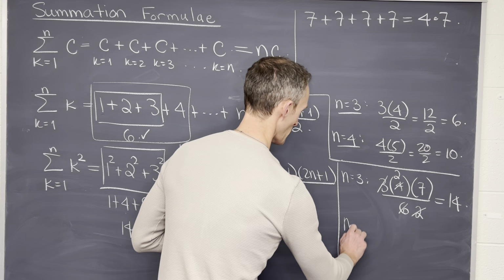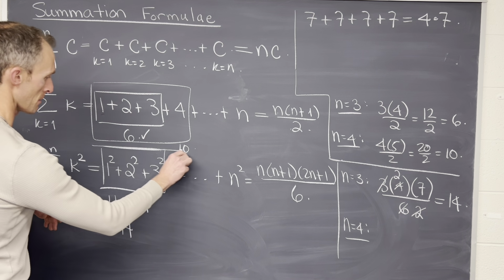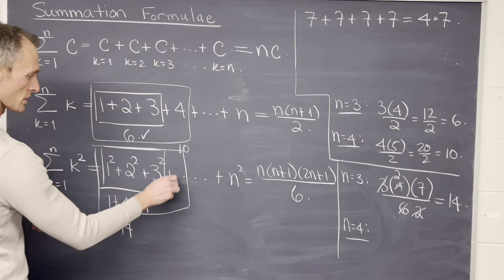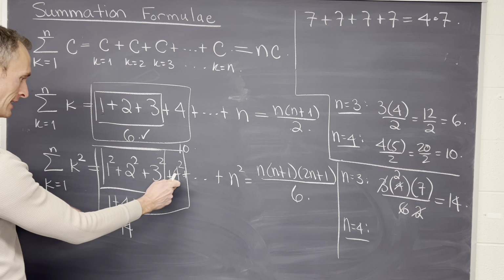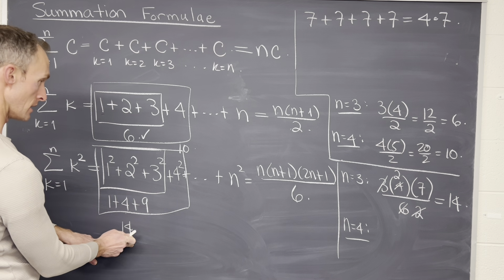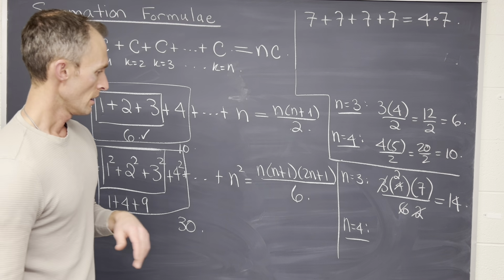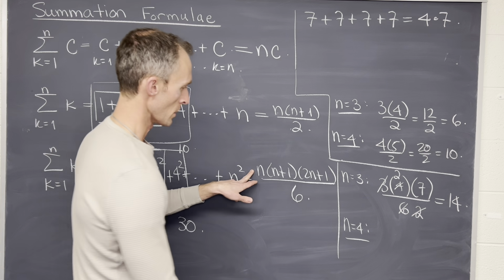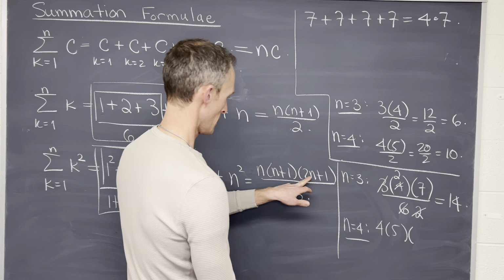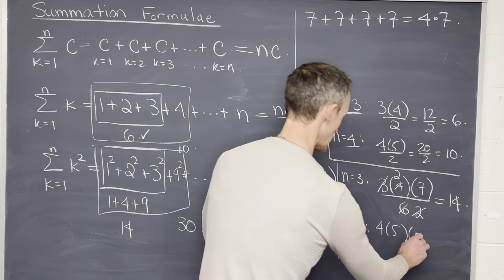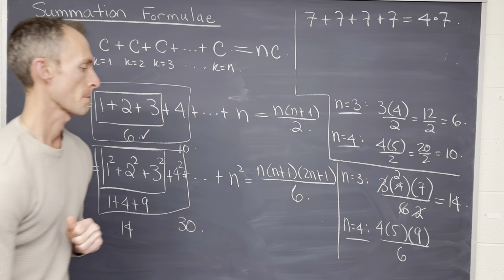So n is equal to 4. If n is equal to 4, all I do is I grab the next term here, which is a 4 squared, okay? So that's going to be 16, and 16 plus 14, that is 30. That's 30. Okay, so let's see what happens here. N is equal to 4, I'm going to get 4 times 5 times 2 times 4 is 8, plus 1 is 9, all over 6 again.